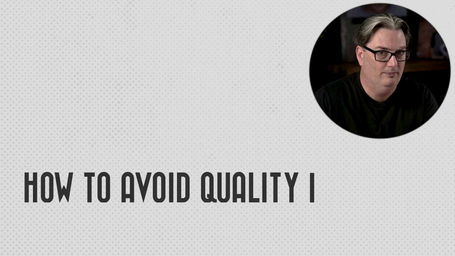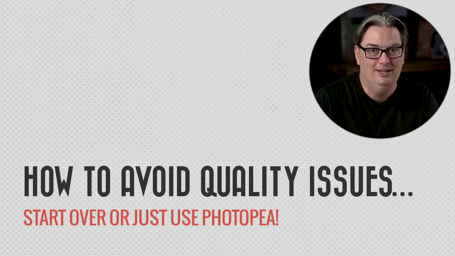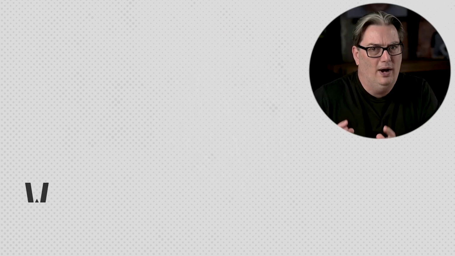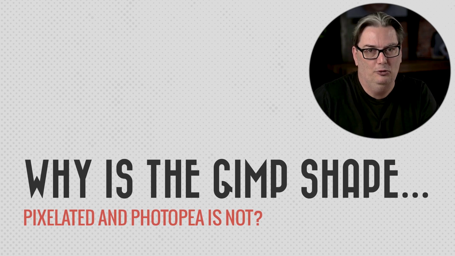So one of the things you can do to avoid this quality issue in GIMP is, well, you can start all over, which is a waste of time if you ask me. Especially when you don't get the exact size you need the first, second, or third attempt. Or just use PhotoPea for creating shapes instead. So why is the GIMP shape pixelated and not so in PhotoPea?